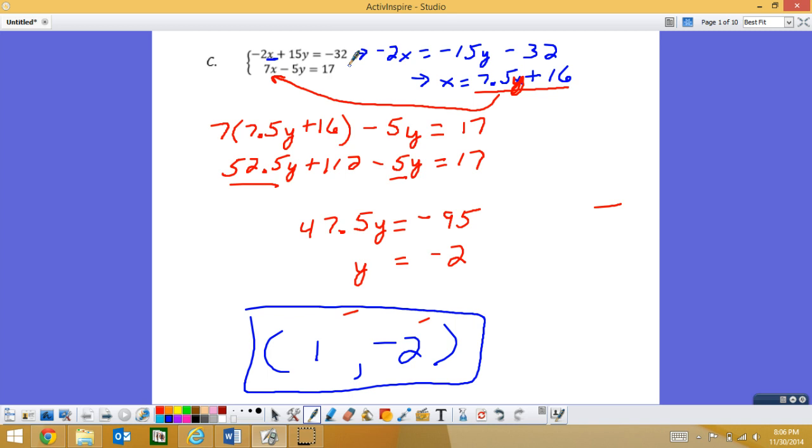But as you can see, substitution can get a little bit messy and can be a lot of extra work, which is why the rest of the videos today will be showing you how to solve these systems of equations through a process called elimination. So that was a brief introduction as to why being able to do elimination is important.